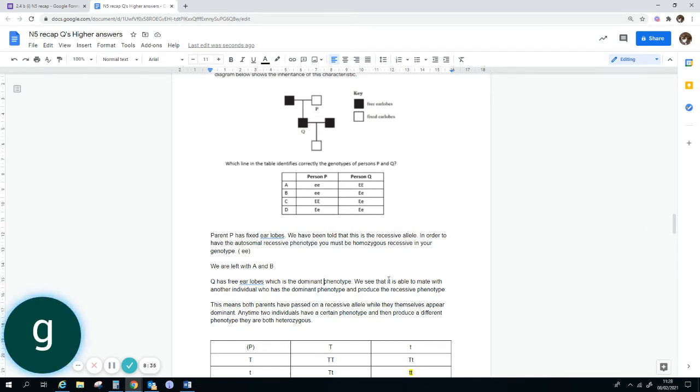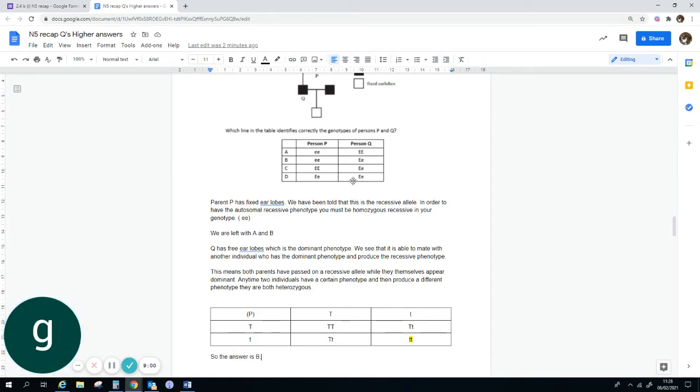We see that it is able to mate with another individual that has the dominant phenotype and produce the recessive phenotype. So this one has dominant phenotype. We know it is the heterozygote, actually, because it has one parent who is homozygous recessive, and then it has the dominant phenotype. So it must have inherited one recessive allele, and yet it still has the dominant phenotype, so it must be big E, small e, which means the answer is B.